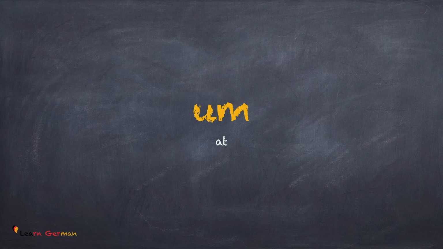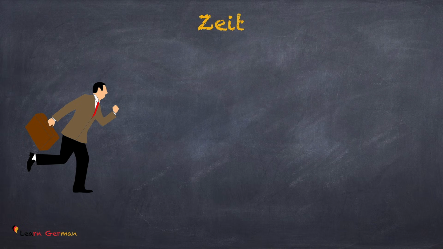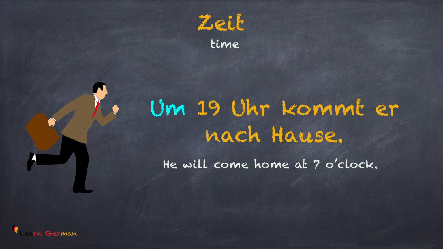The first preposition is um. Um is an Akkusativpräposition. That means that the object that it will take will be in the accusative case. You can watch our video on accusative prepositions if you want to revise them. The link is given below in the description. Now let's move on to the first example. Um is used when you are mentioning time. Um 19 Uhr kommt er nach Hause.